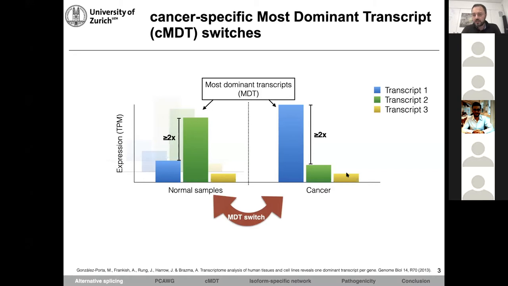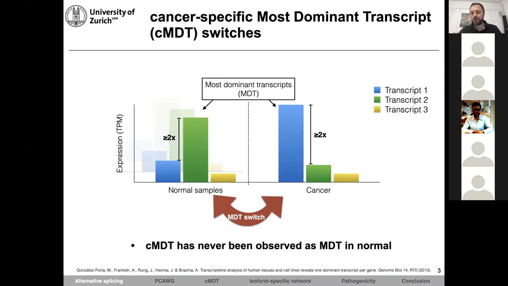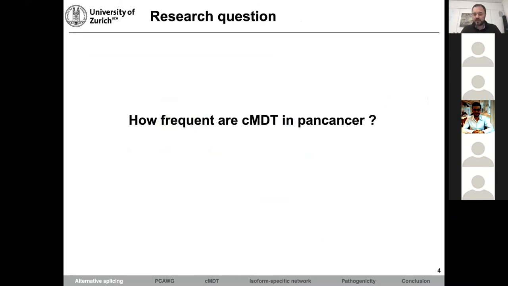But we had one additional requirement, namely that the blue transcript on the right is never the most dominant transcript in any of the normal samples to which we compare our cancer samples. If this condition is also met, then we call those most dominant transcripts cancer-specific most dominant transcripts, because they were very specific to that cancer sample and were not observed at all under normal conditions. Now, obviously, the first question is: how frequently do we see those cancer-specific most dominant transcripts?